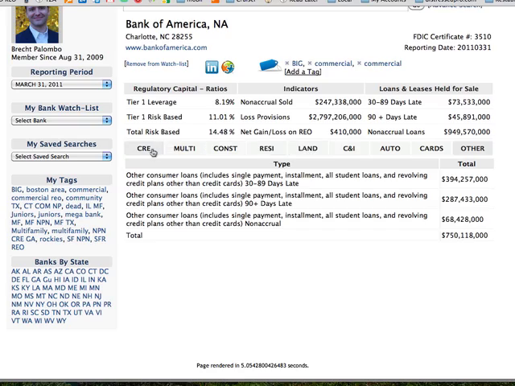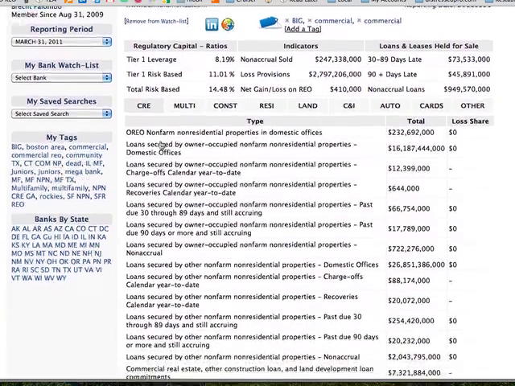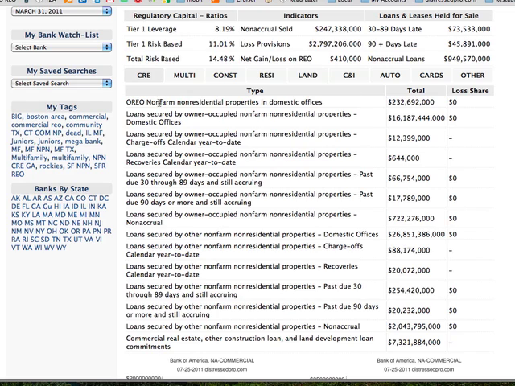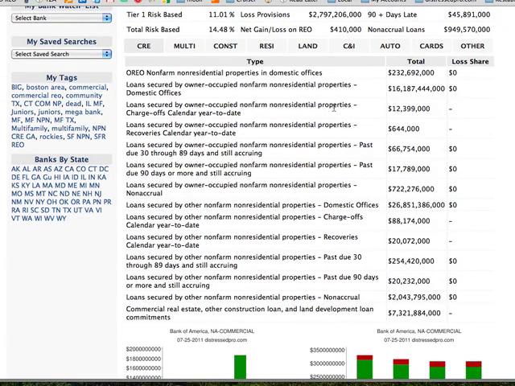Okay, so for each of these, you can go through and you can see here's the REO balances, that's real estate owned or bank owned property of Bank of America. For each one of these, in this case for commercial real estate, we have these for all the asset classes. In this case, there's no loss share showing it, this particular B of A.